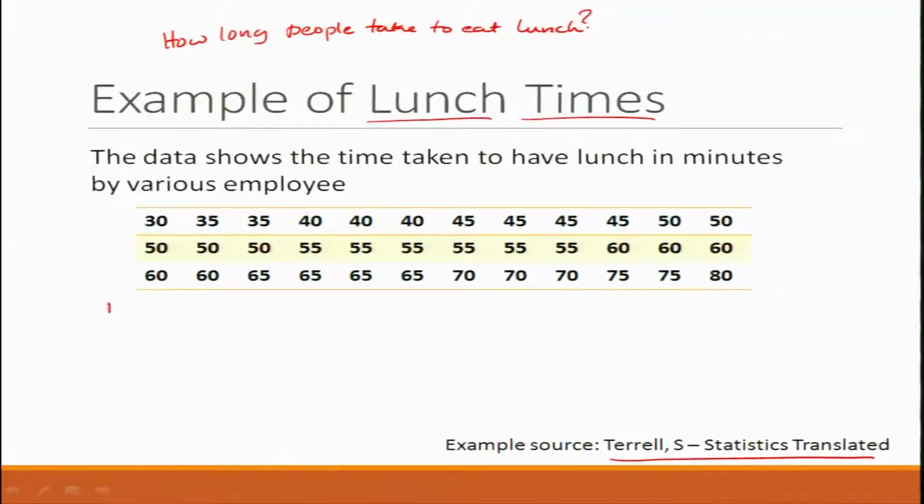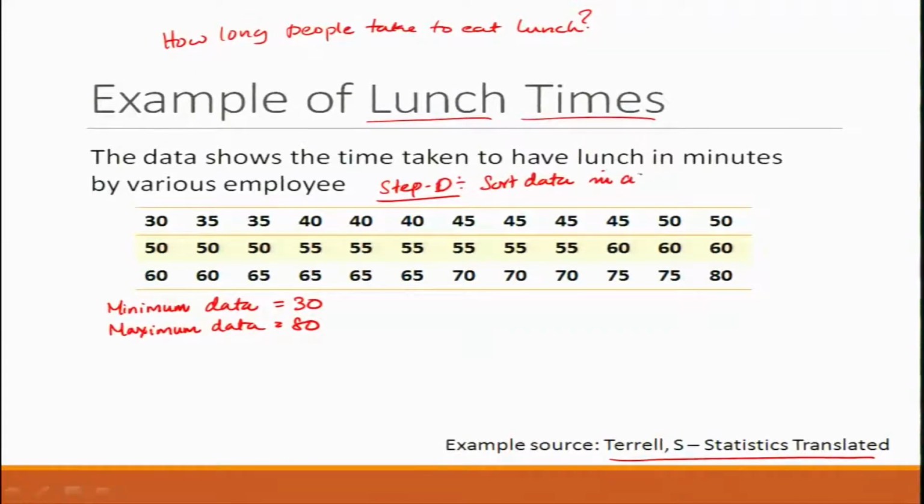Here you can see that the minimum data value is 30 and the maximum data value is 80. You can see that this is arranged in ascending order. Sometimes when the data is not available in ascending order, it is advised that you sort it in ascending order. So, step 1, or step 0, is to sort data in ascending order.